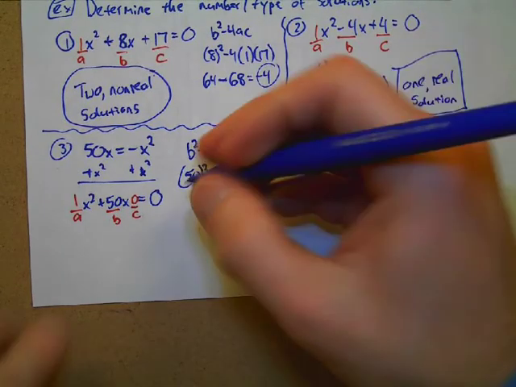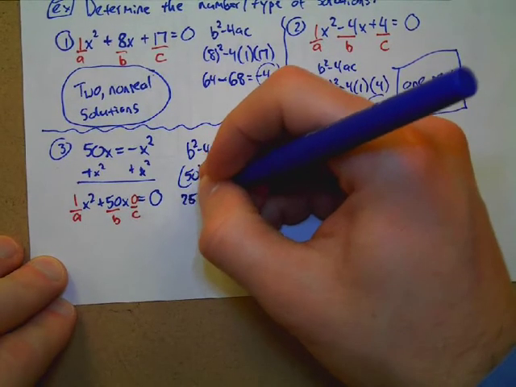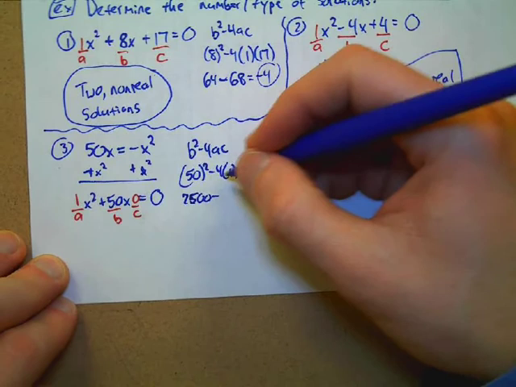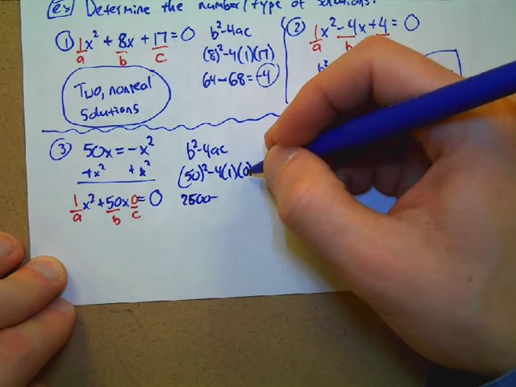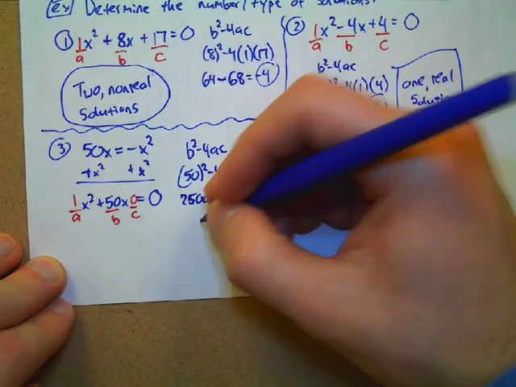So 2,500. Okay. And then this isn't actually that bad. 4 times 1 times 0 is just what? 0. So you get 2,500.